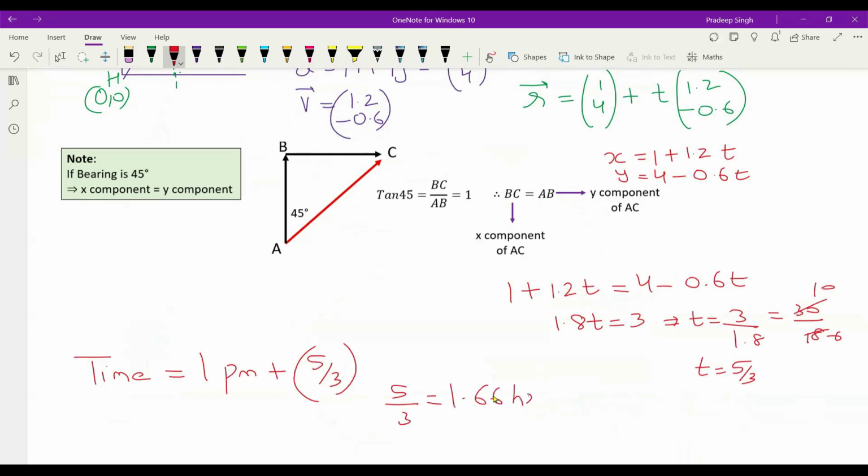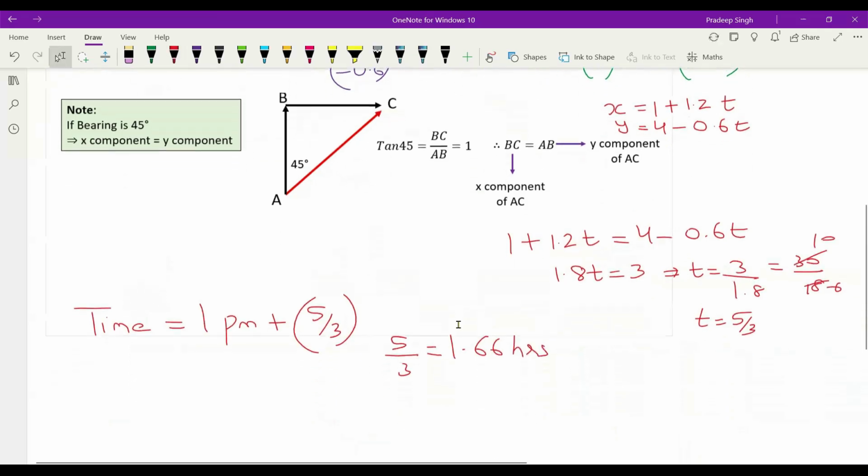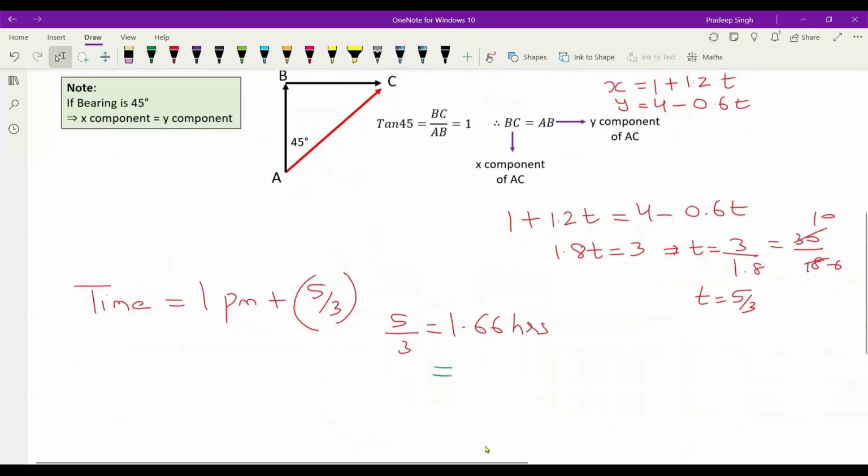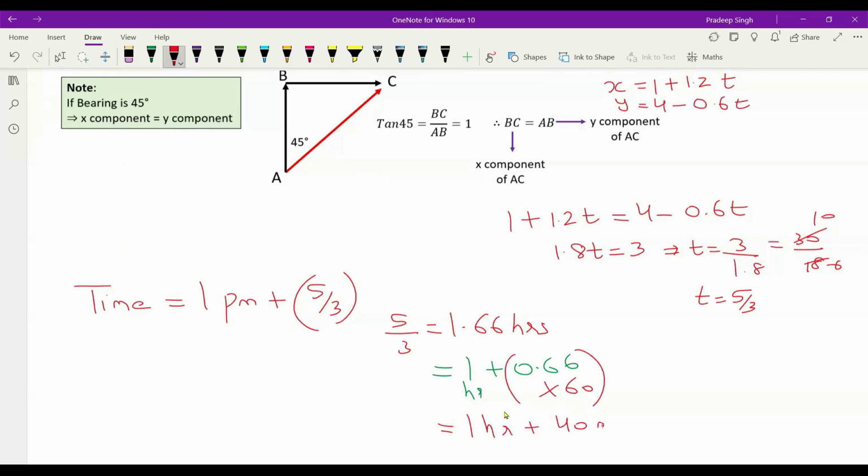Now, 5 by 3, if you simplify, is actually 1.66 hours. Let's convert that into minutes as well. So 1.66 we can write as 1 plus 0.66. So 1 hour and 0.66 hours. So let's convert 0.66 hours into minutes. We multiply 0.66 with 60. That will give us the answer in minutes, which comes out as 40. So 5 by 3 is 1 hour plus 40 minutes.